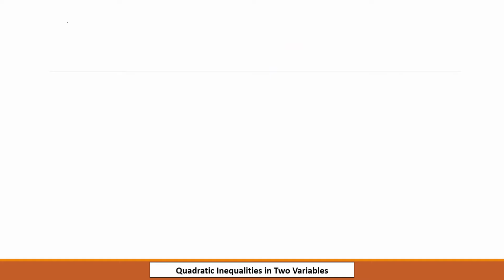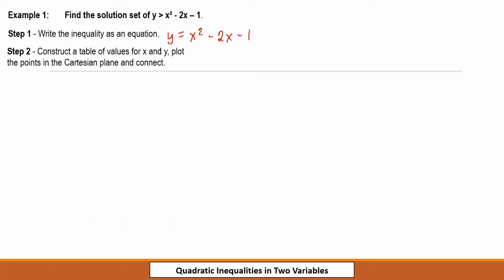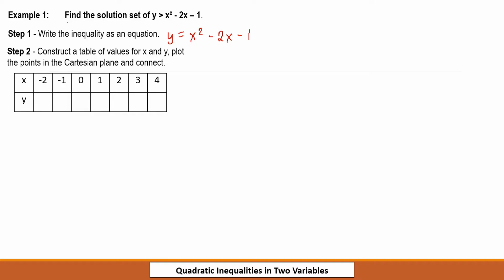Let's now have an example. Find the solution set of y is greater than x squared minus 2x minus 1. So for step 1, we will write the inequality as an equation. So it becomes y is equal to x squared minus 2x minus 1. Step 2, construct a table of values for x and y. Plot the points in the Cartesian plane and connect. So given the values of x, we will solve for y using the given equation.